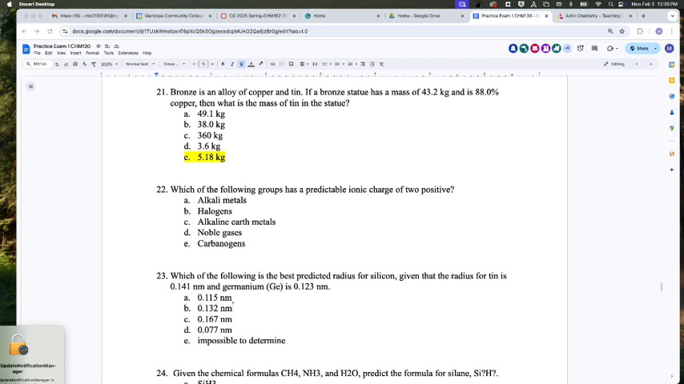So, if we look through the information we got, we have bronze, an alloy of copper and tin, which is really just a mostly useless statement. If a bronze statue has a mass of 43.2 kilograms, so we have 43.2 kilograms of what? Bronze. See, this becomes the challenging part. You have to be able to pull information out of the question.